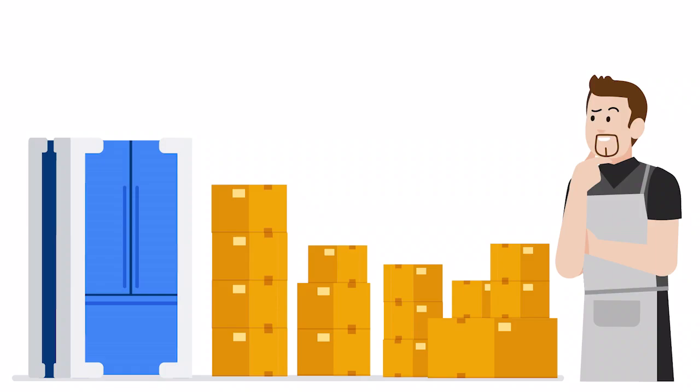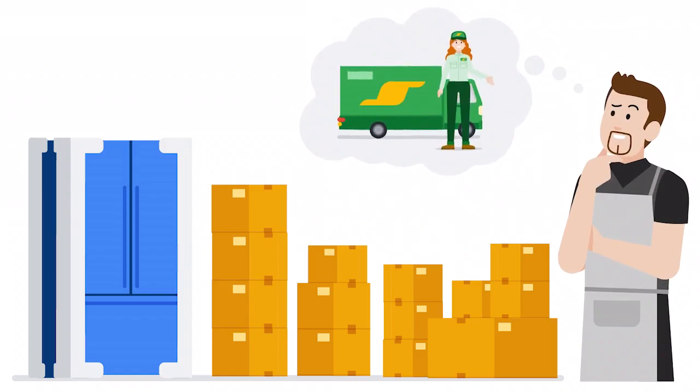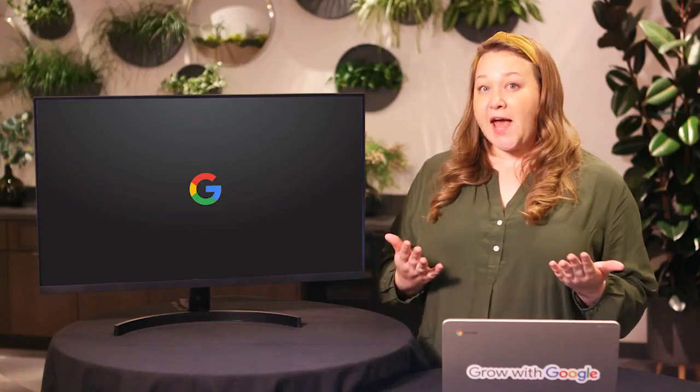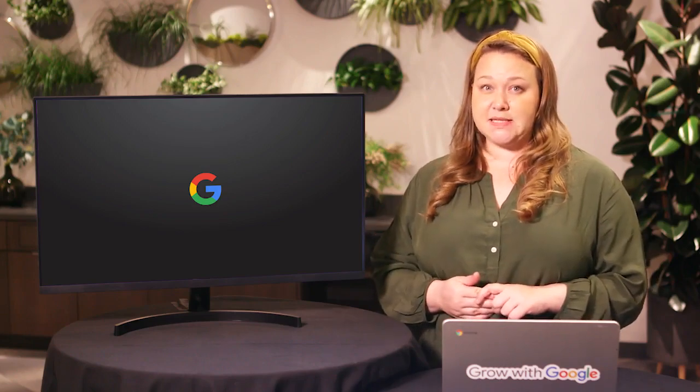If this is the problem you're facing, you would brainstorm possible solutions. Brainstorming solutions is similar to making a hypothesis or an educated guess about how to solve the problem. In UX design, we write possible solutions to the problem as hypothesis statements. A hypothesis statement writes out our best educated guess on what we think the solution to a design problem might be. So how do we write hypothesis statements?